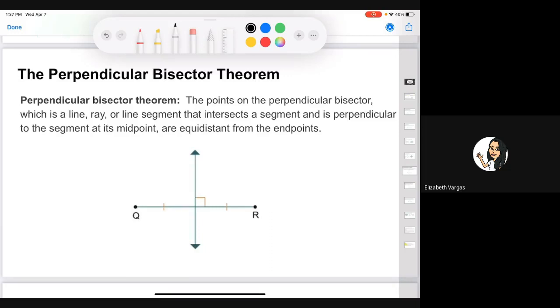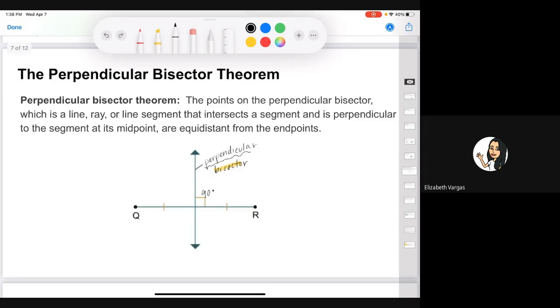So, what is a perpendicular bisector? Well, a perpendicular bisector basically meets this line segment QR, so it takes QR and it bisects it perpendicularly. So it's a perpendicular bisector. And that means because it's perpendicular, it meets it at a 90-degree angle. And the term bisector means that it cuts it into two congruent halves.